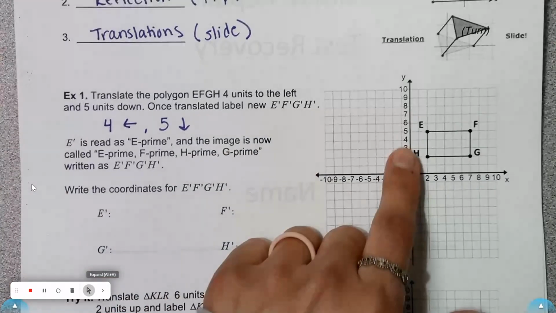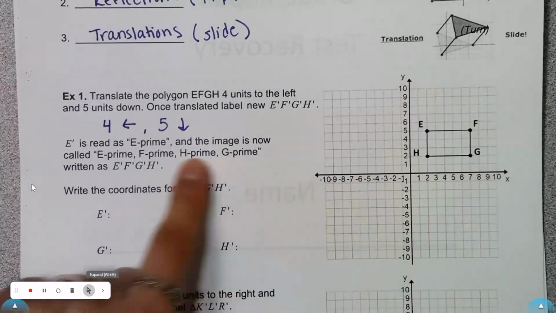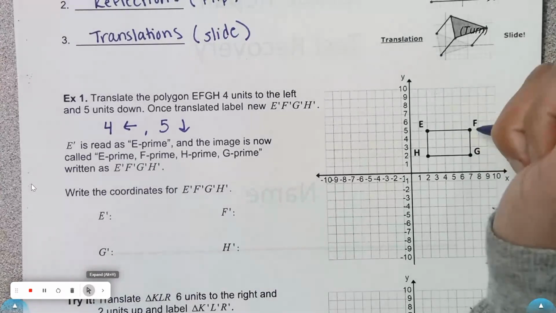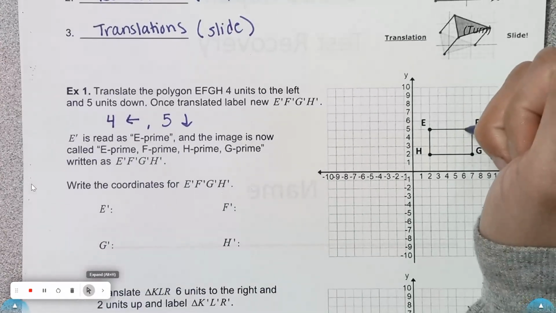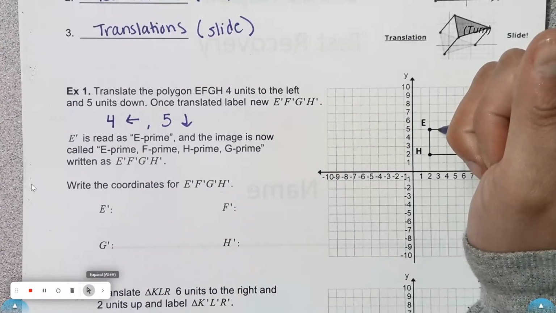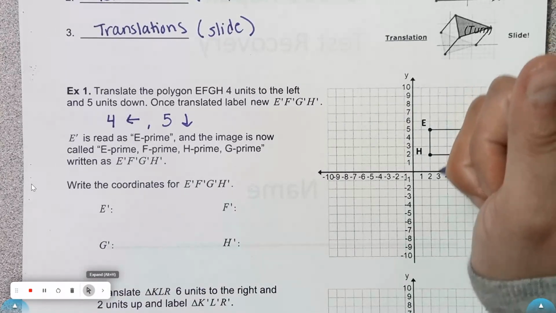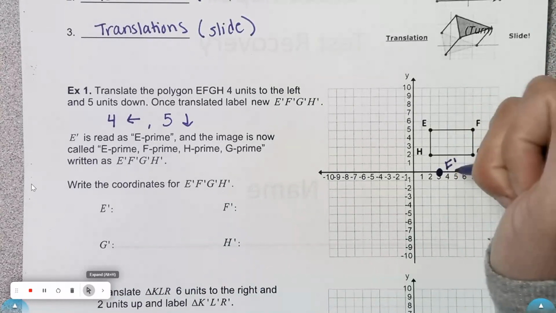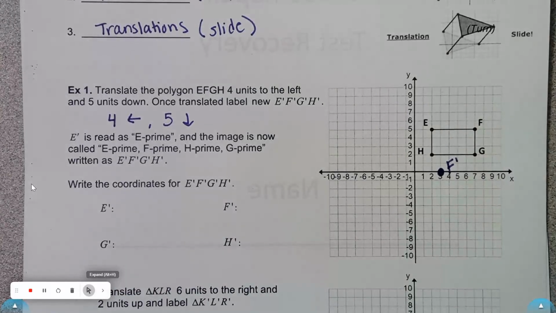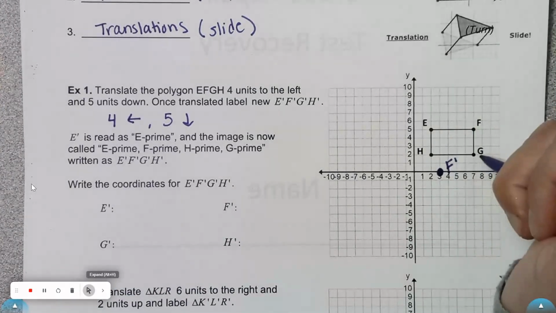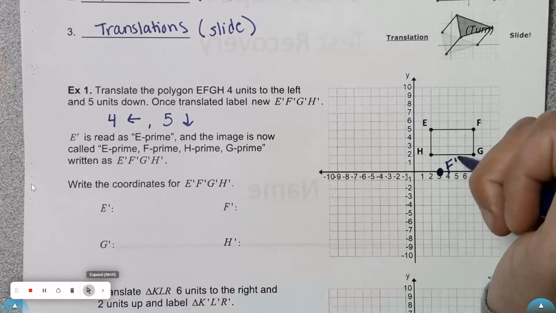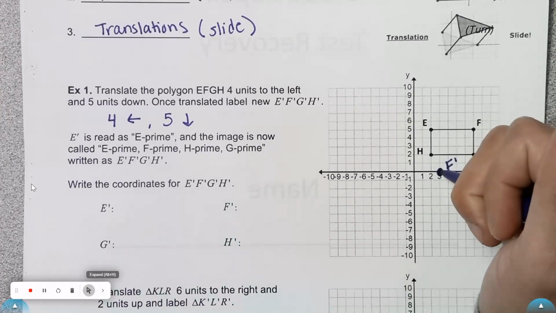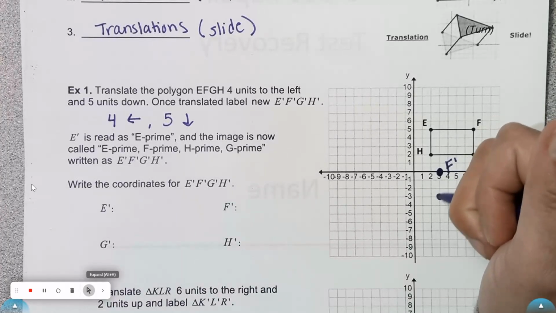Okay, so I'm going to move each of these coordinates 4 to the left and 5 down. All right, I'm going to start with F. So 4 to the left, 1, 2, 3, 4, and 5 down. 1, 2, 3, 4, 5 right here. This is F prime. I do that for every single one. So G, same thing. 4 to the left, sorry, and then 5 down. 1, 2, 3, 4, 5 right here.